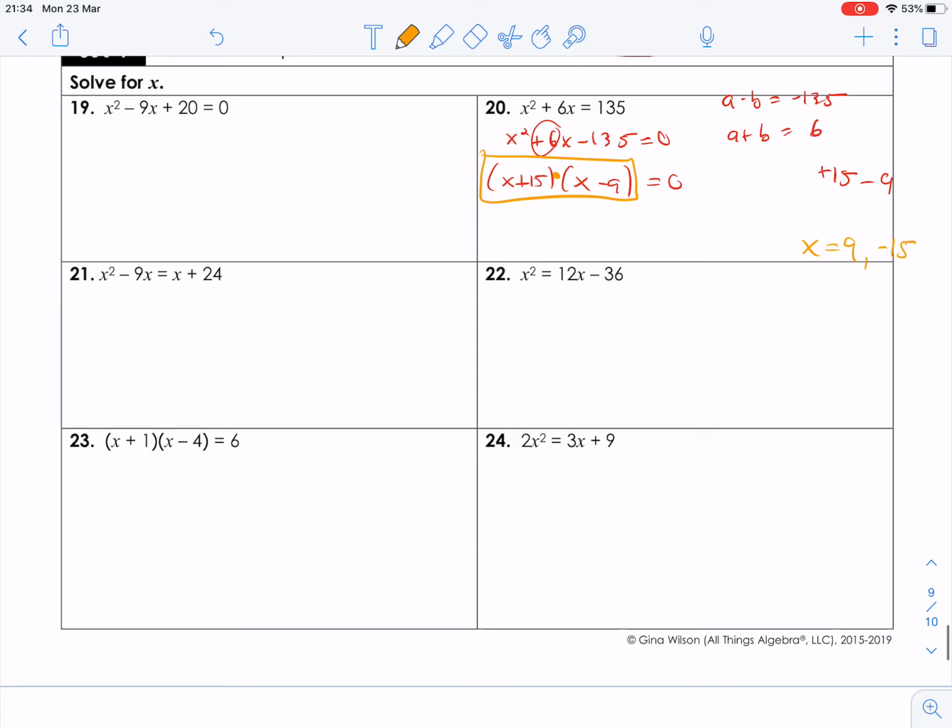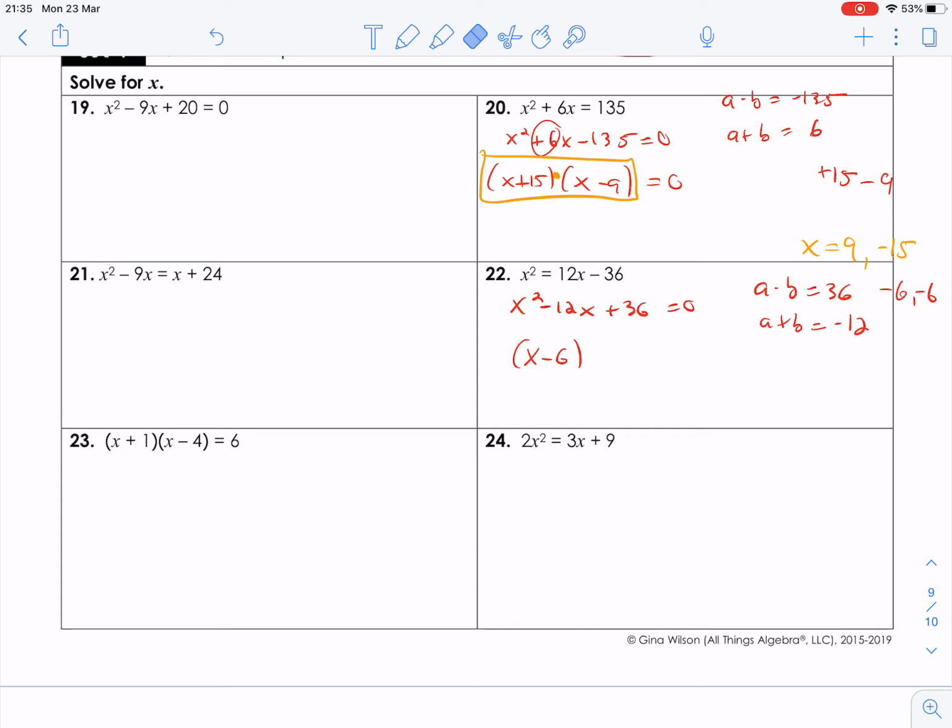Okay, so we can actually divide that out. Number 24 and 22, same idea. So what if I had x squared minus 12x plus 36 equals 0? Factor it. We're looking for two numbers that multiply to give us 36 and add to give us negative 12. And what are they going to be? 6 and 6. And since we have a negative 12, it's going to be both negative.